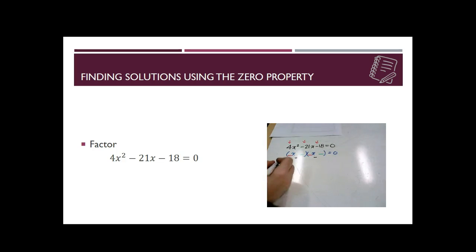If I'm looking for my 4 in the front, I could use, I'll go ahead and mark that as red, 4 and 1. I could use 2 and 2. To get 18 on the back, I could use 1 and 18. I could use 6 and 3. And I could also use 2 and 9. Remember, any combination of those is going to work out.